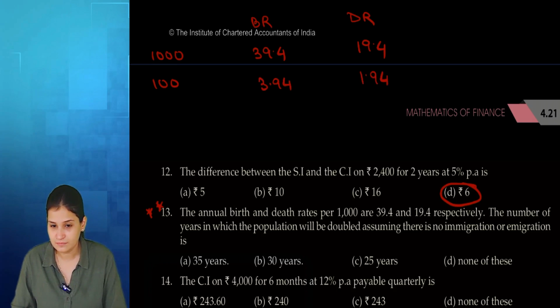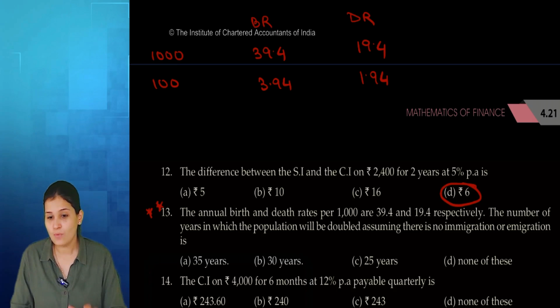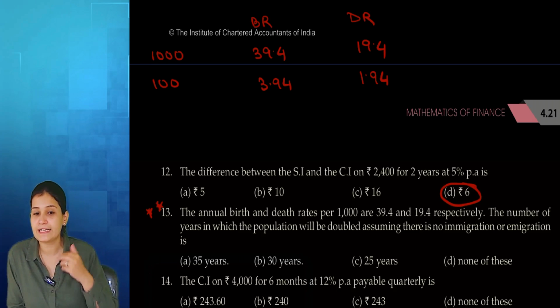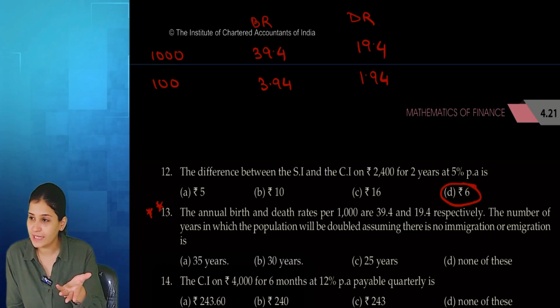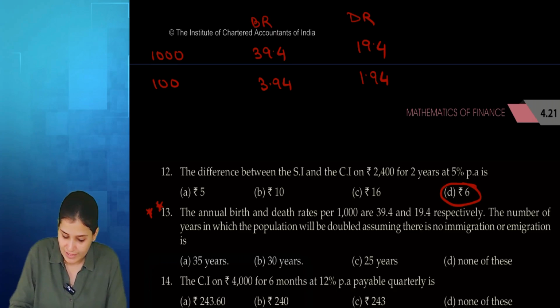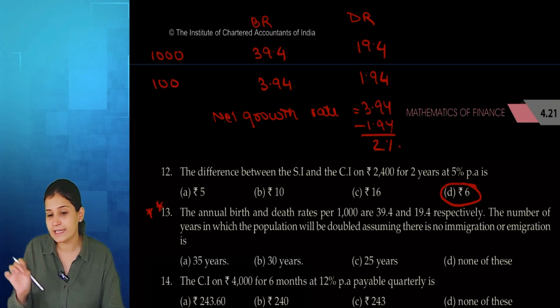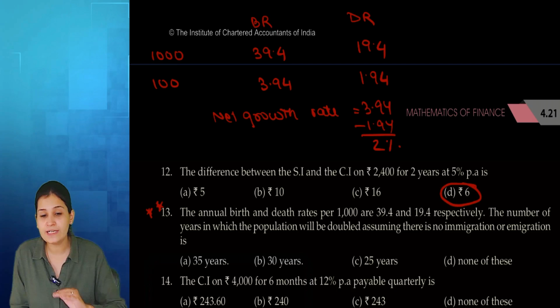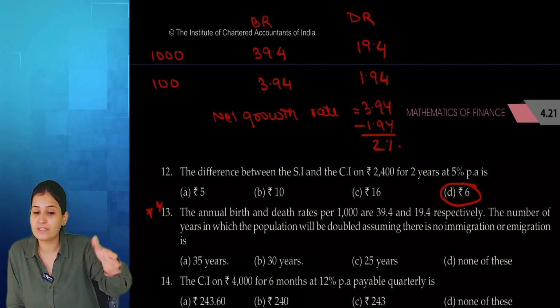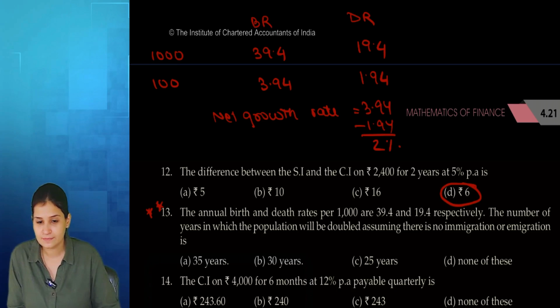Is it clear? Yes, ma'am. So now in a certain year, the value increases by 3.94% and because of that, it gets reduced by 1.94%. So what is the net growth rate? 3.94 minus 1.94, 2%. That means the net increasing rate is 2%. All of you agree? Yes, ma'am.